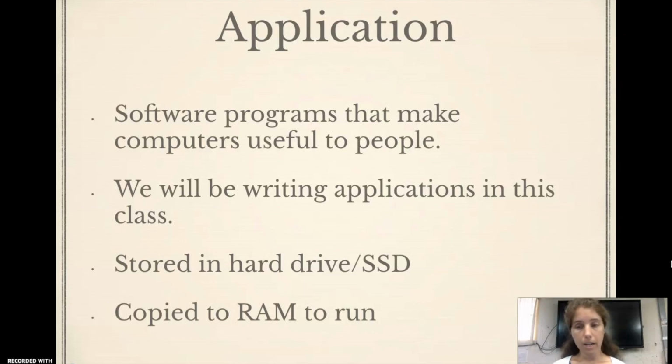And all of your apps that you download onto your computer are stored on your hard drive or SSD, just like the operating system. So we store them there so that when we power off our computer, they're still there and we don't lose them. But just like the operating system, when we want to run them, we copy them into the RAM so that we can run them quickly.